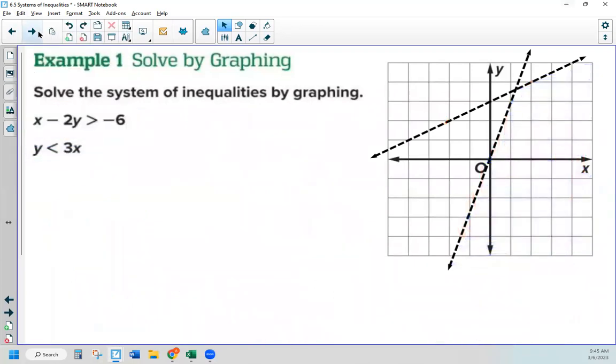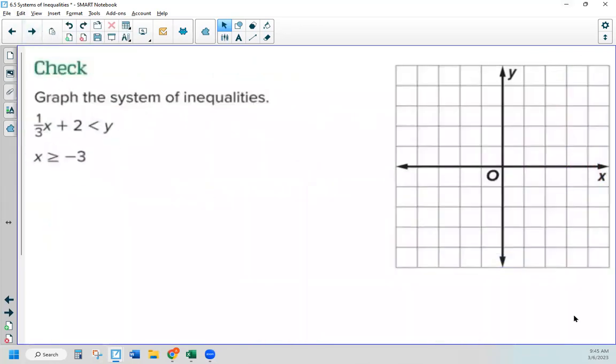Let's go ahead and give it a check problem. Go ahead and pause this sucker and try it on your own. Let's do it. All right, let's go. Hopefully you did not cheat yourself.